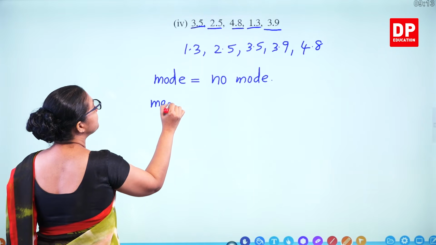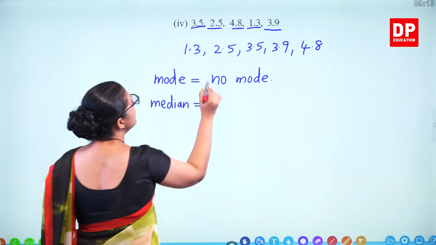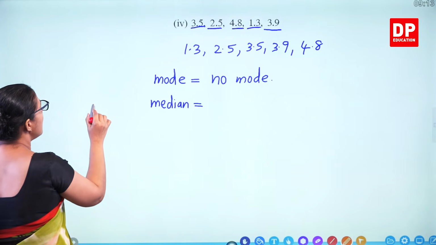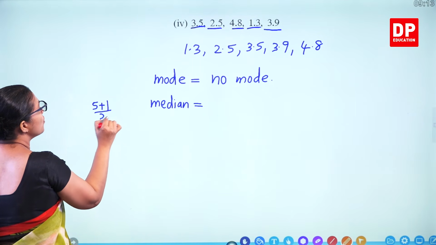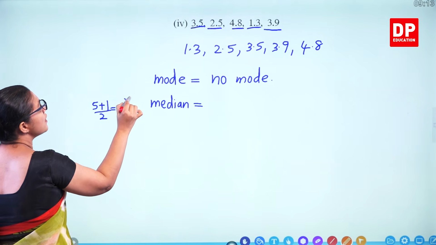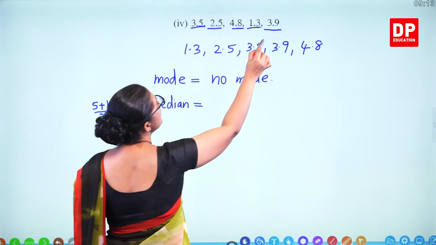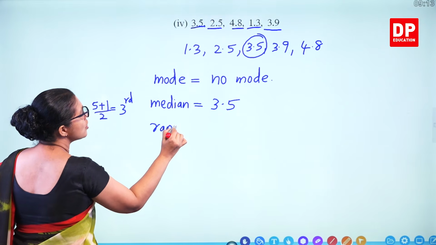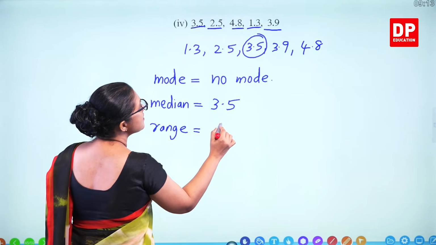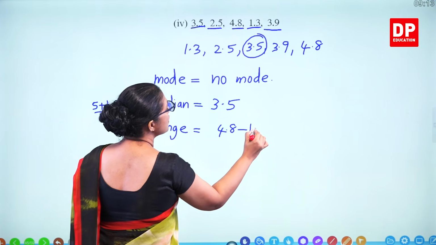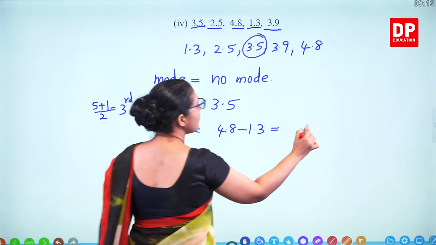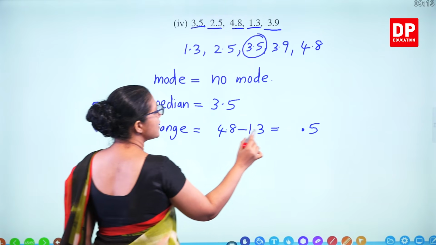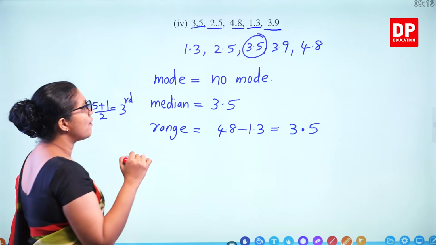And median, middle number. 1, 2, 3, 4, 5. 5 means one middle number. 5 plus 1 divided by 2. That means 6 divided by 2. So the third number. 1, 2, 3. So that's the middle value. 3.5. Range, highest minus lowest. 4.8 minus 1.3. You get 3.5.